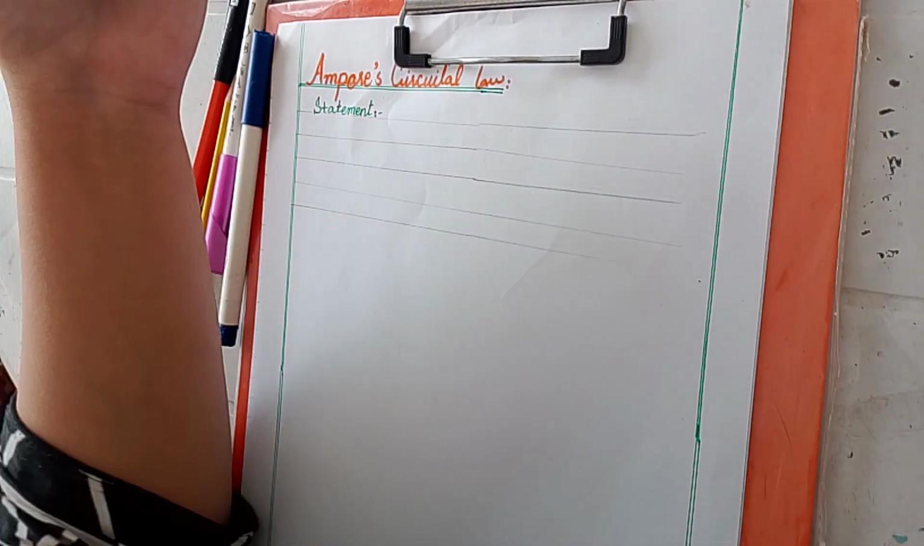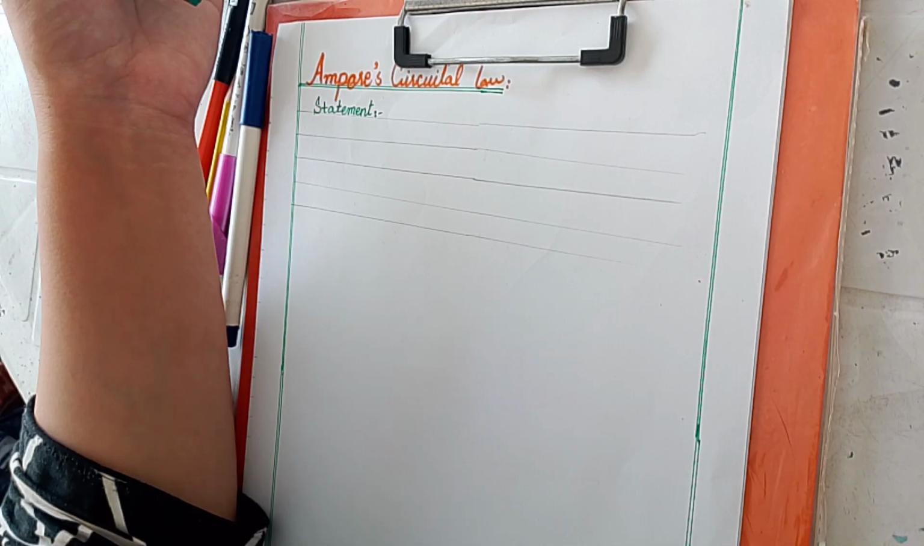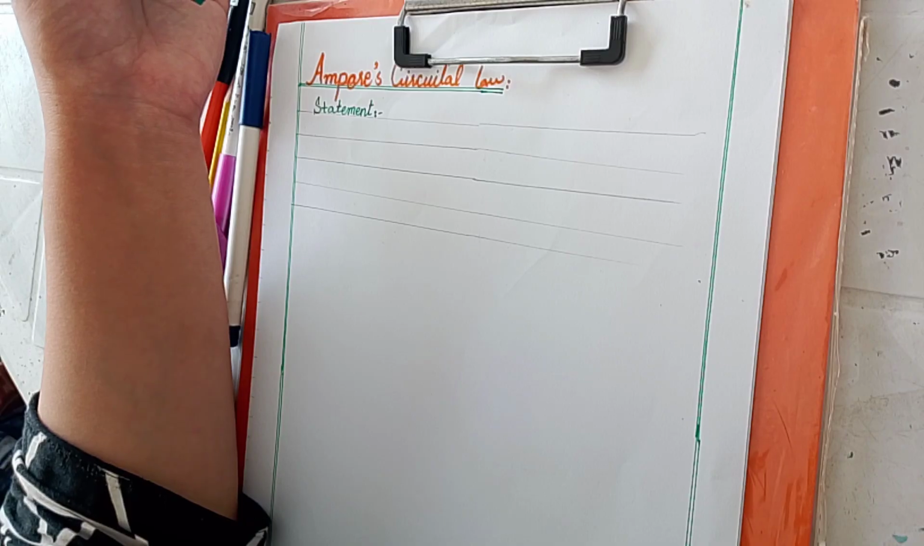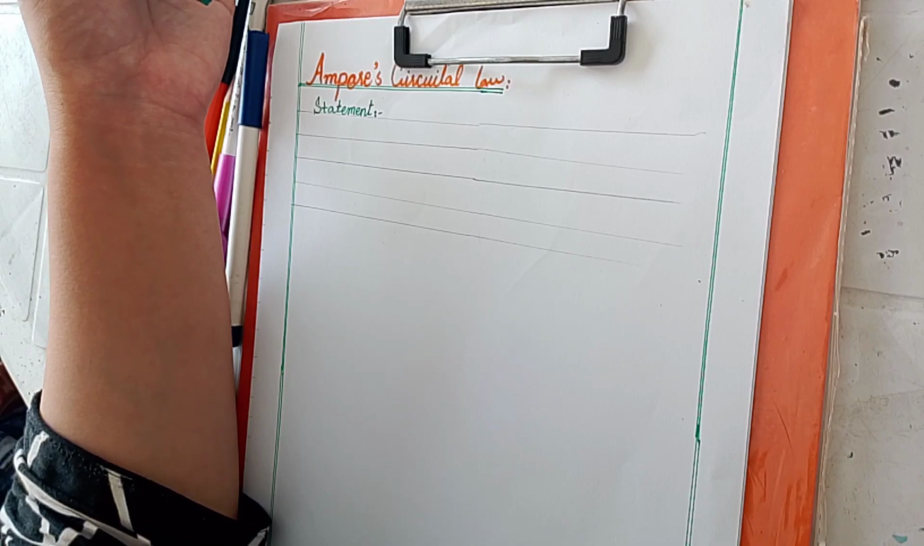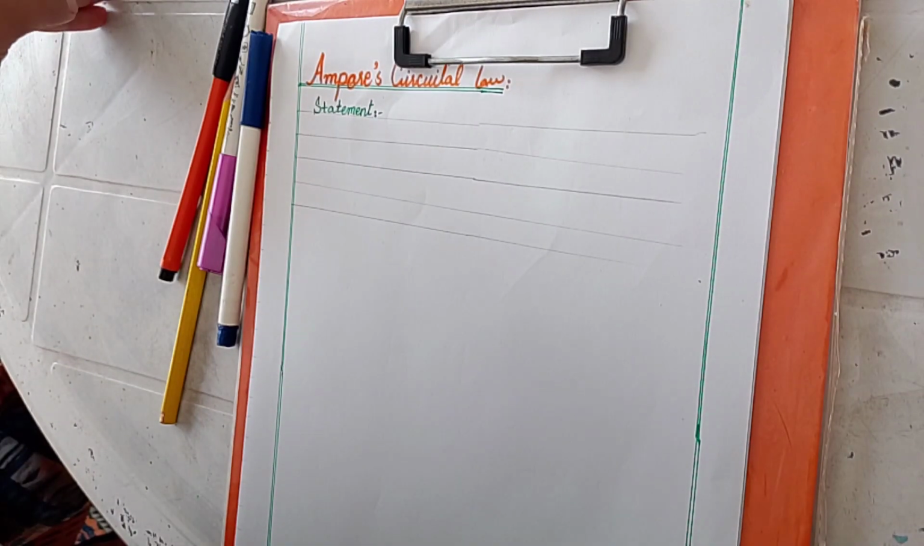And students, first of all we should know about the magnetic field and current. This Ampere's law is included in unit 13, electromagnetism. Electromagnetism is the study of electricity and magnetism: how change in electric field creates a magnetic field and how change in magnetic field creates an electric field.